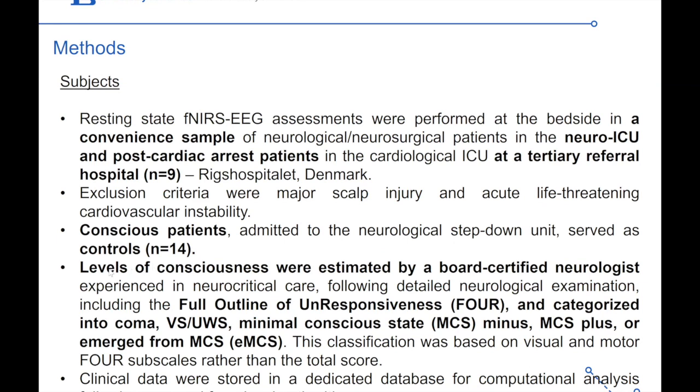The level of consciousness was estimated by a board-certified neurologist based on the Full Outline of UnResponsiveness 4-scale, which categorized them into states: coma, vegetative state, minimally conscious state minus, minimally conscious state plus, and emerged from minimally conscious state. This classification is based on visual and motor subscales, so it is a fine-grained classification of consciousness in these patients. The data was stored in a dedicated database, and the computational analysis was done there.